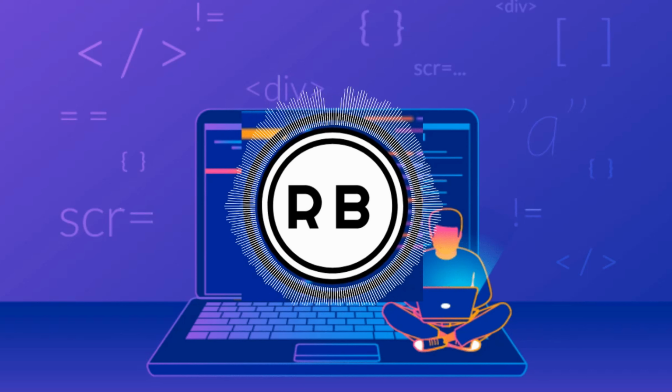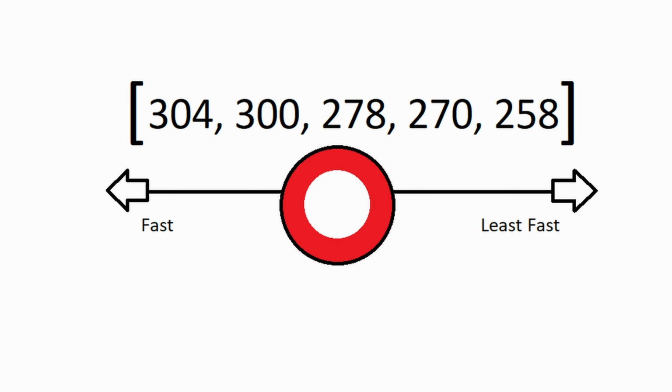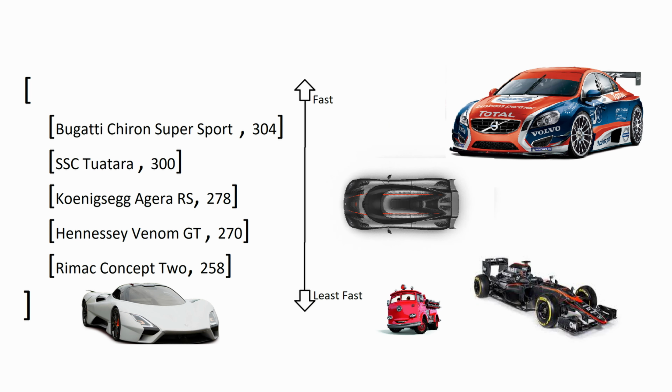Today I'm going to show you how to sort an array based off another. So let's say we have an array of items, and these items were cars and their speed. How do we organize this array in a way that matches the second array, which is just the cars' speed in order of fast to least fast?